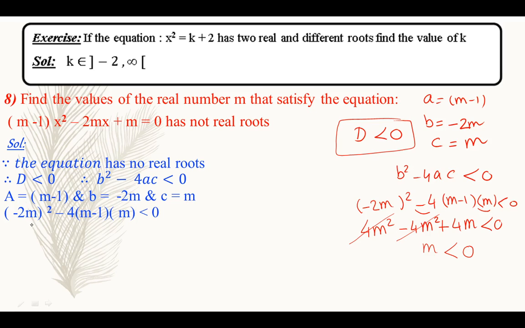Here again, negative 2m for all power of 2: first, power 2 will cancel the negative, 2 power 2 will be equal to 4, and m power 2 will be equal to m power 2. So 4m power of 2 minus 4m power of 2 plus 4m is smaller than 0. 4m power of 2 will cancel negative 4m power of 2, so m will be smaller than 0. So m will belong to the open interval from negative infinity to 0.